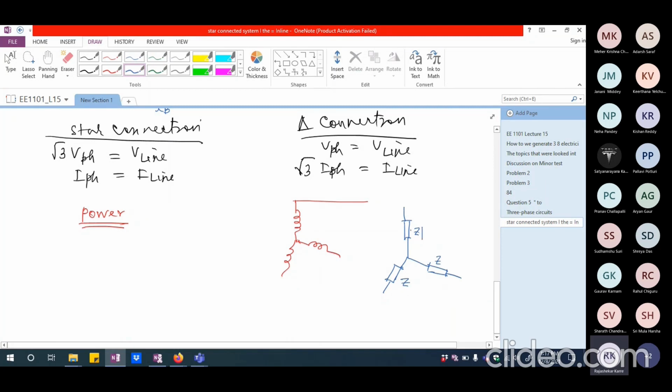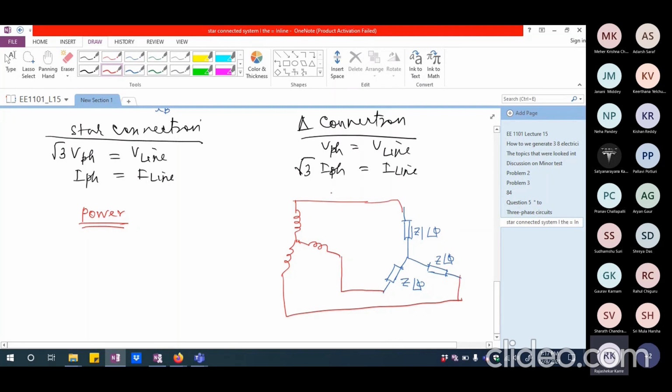So this may have Z angle some phi, phase angle, and this will also be Z angle phi, and this is also going to be some Z angle phi. Okay, RL load I'm talking about. So I can connect this here, and I can connect this here, and I can connect this here.